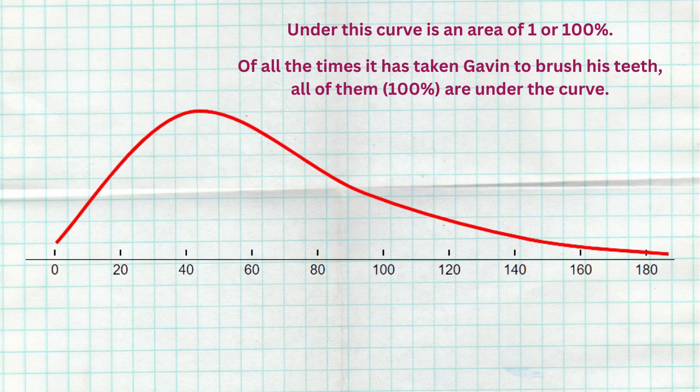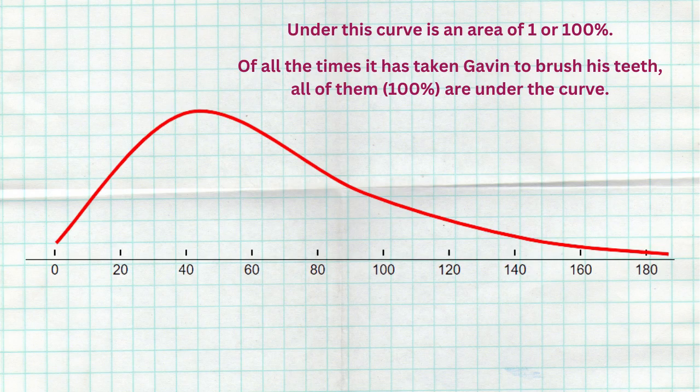Under this density curve is an area of 1, or 100%. So of all the times it has ever taken Gavin to brush his teeth, 100% of those times are under this curve. So we see that Gavin typically brushes his teeth maybe around 40 to 50 seconds. That's what's very common. But sometimes he takes longer, but the longer it goes, the less likely those times are. And sometimes Gavin does brush his teeth really, really quickly, closer to 0, but again, that's also less likely.